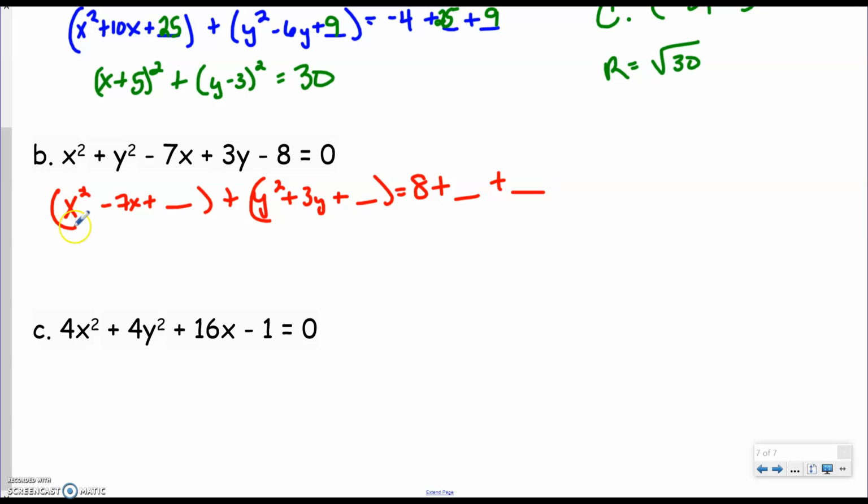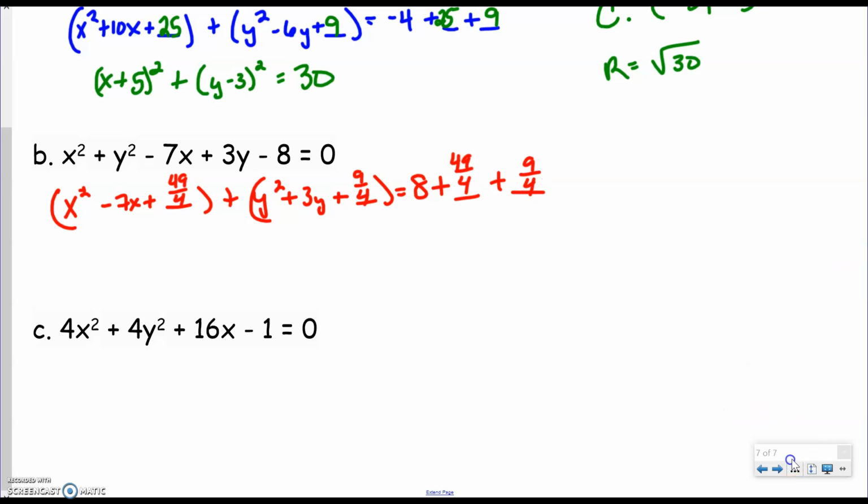When you come back, you can see that I have this set up and I need to go ahead and go from here. The problem is when I do this, I get a fraction. So -7 divided by 2 is actually -7/2. But if I square that, I get 49/4. So I'm going to add 49/4 on both sides. And 3 divided by 2 is 3/2. When I square it, I get 9/4. So I'm going to add that to both sides.